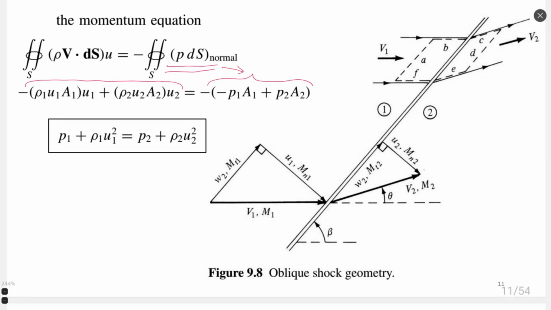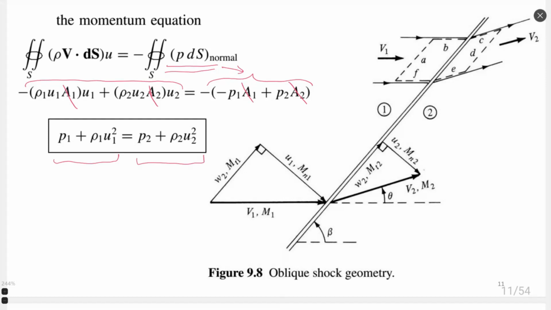After that, we can simplify because we know that the area is the same. So areas A1 and A2 are cancelled from this equation, and it can be rearranged in such a way that all parameters that are before the shock wave are on the left side of the momentum equation, and parameters on the right part are after the oblique shock wave.